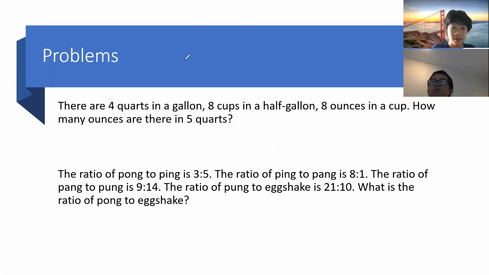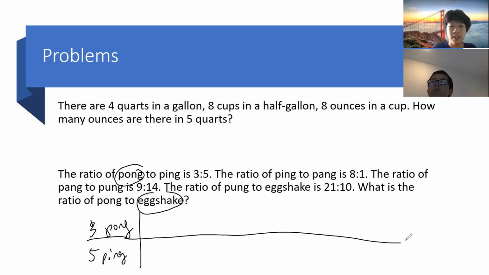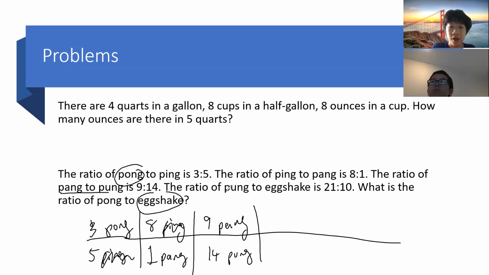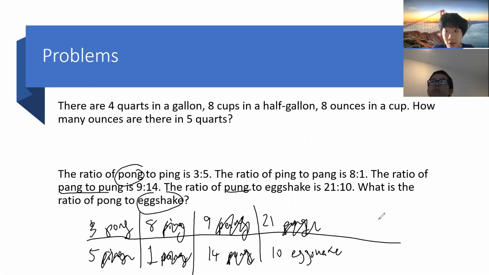So let's get started. We're going to go from pong all the way to egg shake. First we have 3 pong over 5 ping. Set up all this table. We want to get rid of ping, so we put ping on the top here. 8 ping over 1 ping. See how the words ping are going to cancel out? Now we're going to get rid of ping. Ping to pong. We put ping on the top. 9 ping, 14 pong. I'm going to get rid of pong now and turn it into egg shake. So we got 21 pong to 10 egg shake. The words ping are going to cancel out. The words pong are going to cancel out. All I've got left is pong over egg shake.